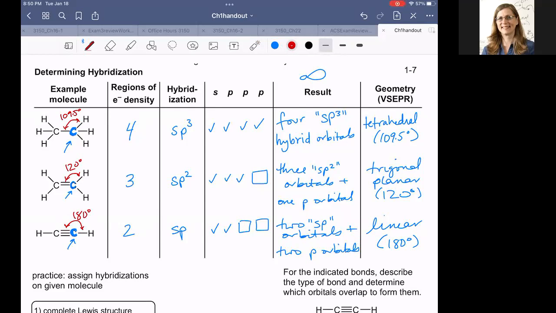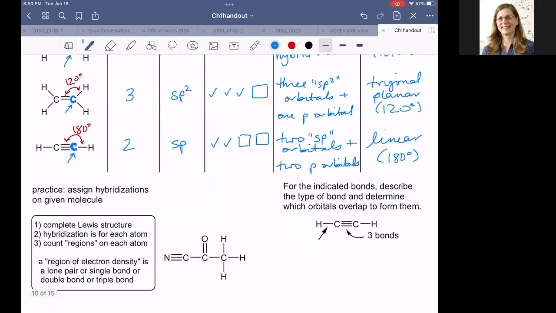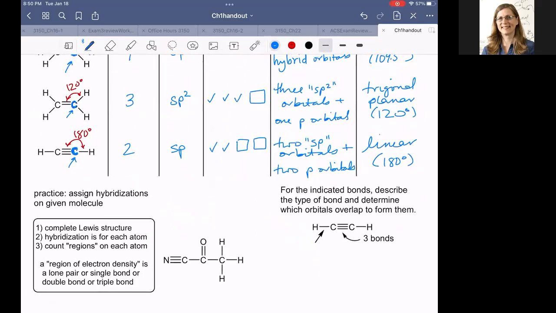All right, so what are we gonna do with the hybridization once we are able to predict it? We're gonna use that to determine the three-dimensional shape, the 3D structures. Okay, so we'll do that next, but let's just do a couple exercises here. How about if I need to assign the hybridizations for a given molecule? Let's just look at every atom.